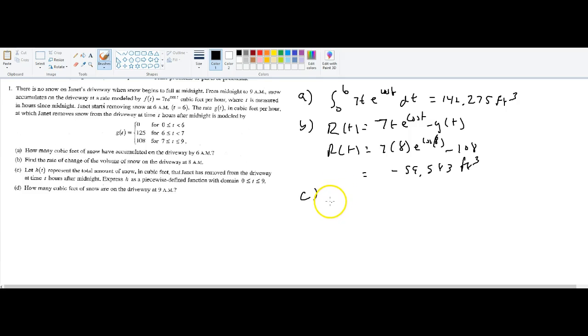All right, fine. Well, it should be okay for the first little bit. H of t is going to be equal to 0. She's removed 0 snow from 0 to 6 hours. She's got no snow so far.